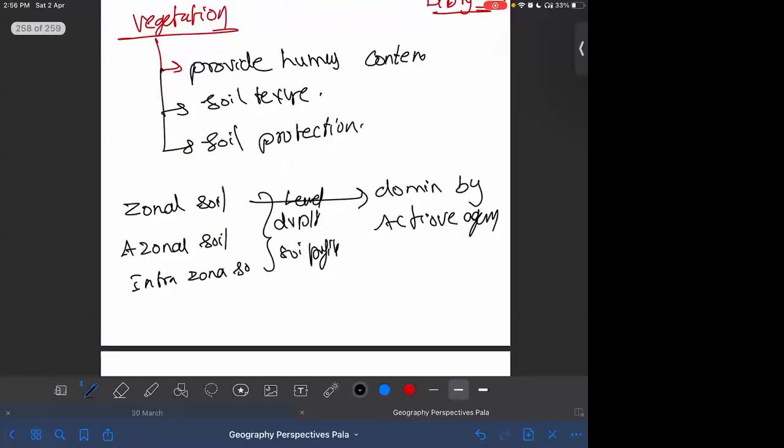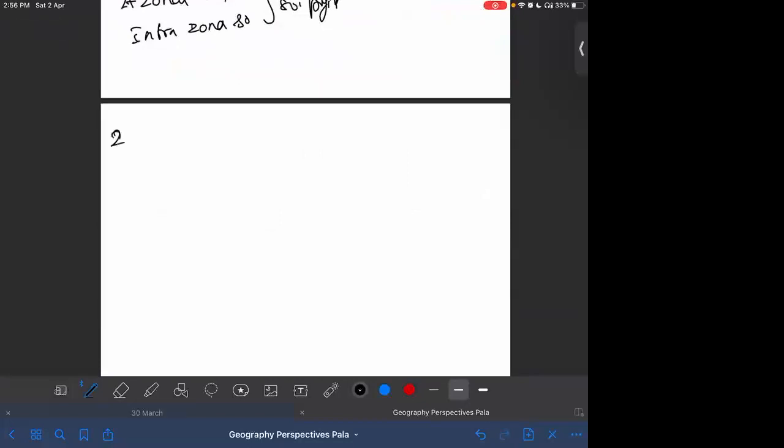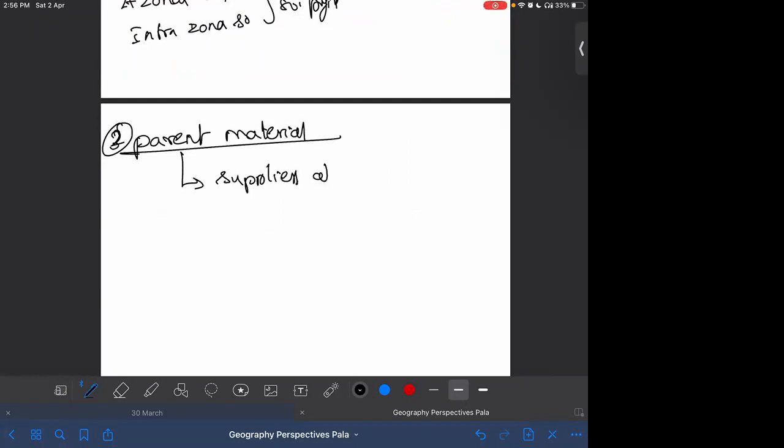The role of vegetation and climatic factors. Now, the third one is parent material. What is the role of parent material? Parent material is the first source from where obviously the soil is generated. So they are the suppliers of soil components.